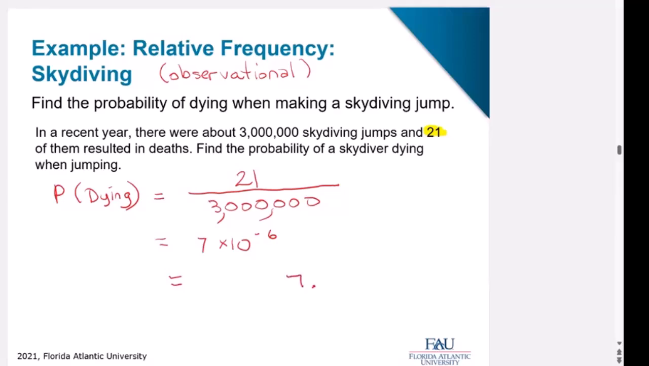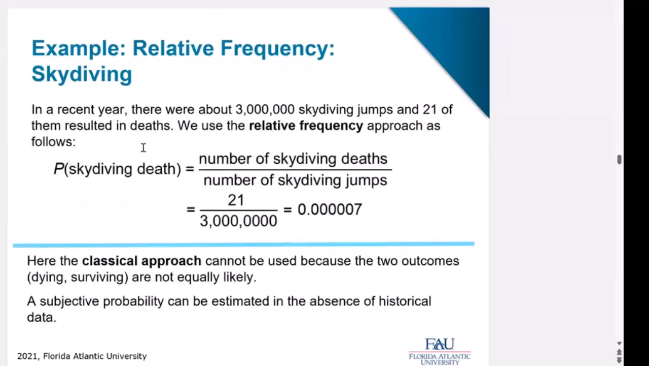And this minus 6 means I'm dividing by a million. I'm getting smaller, so I have to move my decimal to the left. 1, 2, 3, 4, 5, 6. Notice everywhere that I have one of these little scallopy things, I put a 0. That's my new probability. It's pretty small. And there we have it. Just like we said, we have to use the relative frequency because we can only do observational. And here the classical approach cannot be used because the two outcomes, dying and surviving, are not equally likely.